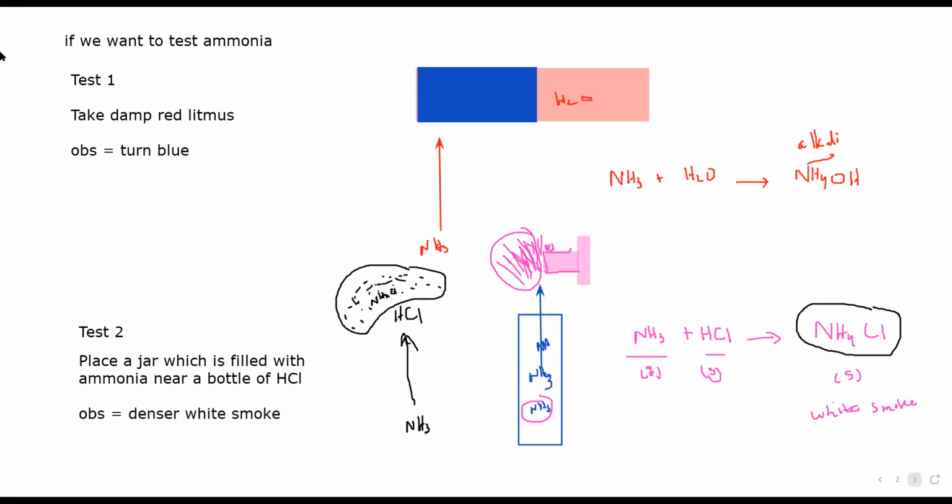Then what are the uses of ammonia? Ammonia is used to manufacture fertilizers. It is also used for the manufacture of nitric acid. How can ammonia be used to manufacture fertilizer?